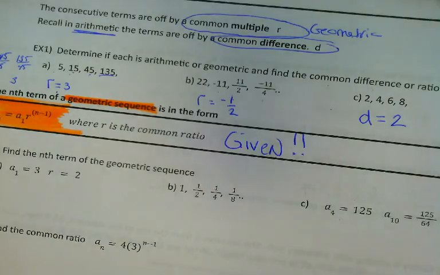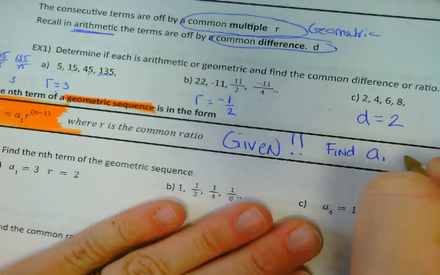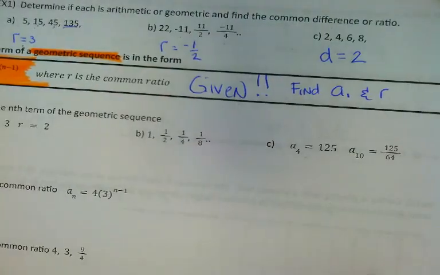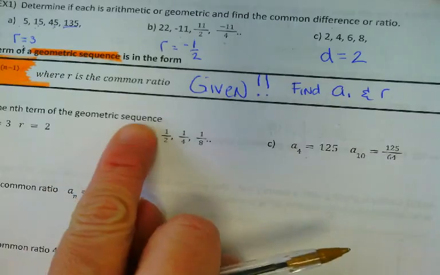Okay. You always have to find, just like in arithmetic, a sub 1 and the ratio. Okay, you have to find a sub 1 and the ratio. All right, now we're going to start super simple and we'll work our way up. Find the nth term for the sequence. So we're just writing the sequence.